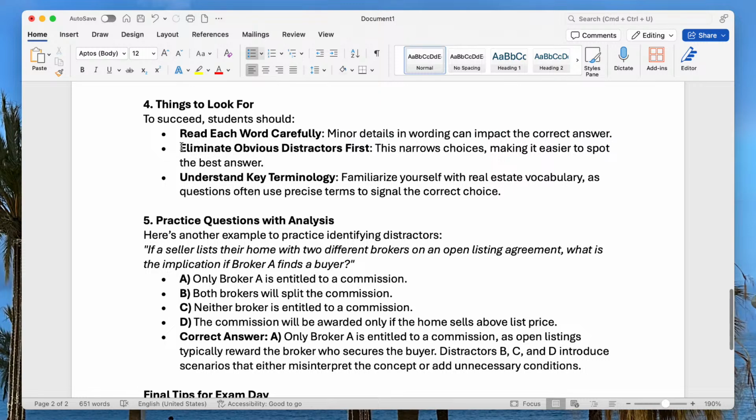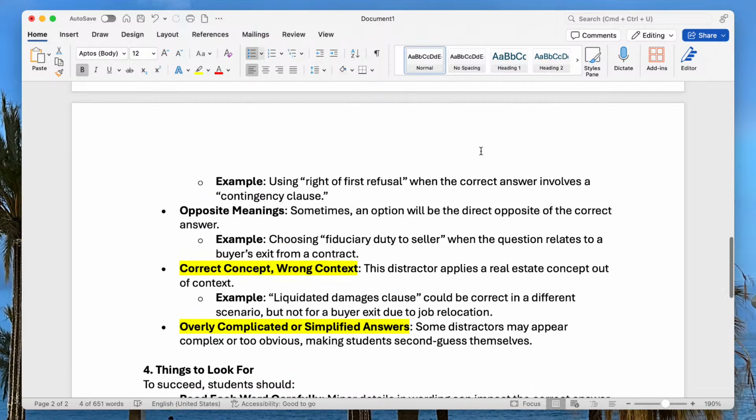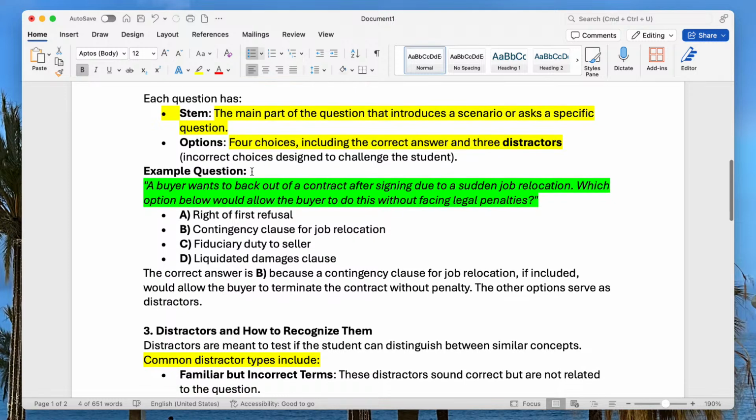Eliminate the obvious distractor first. This narrows your choices down, making it easier. If we went up here to this question, a buyer wants to back out of a contract after signing due to a sudden job relocation, which option below would allow the buyer to do this without facing legal penalties?